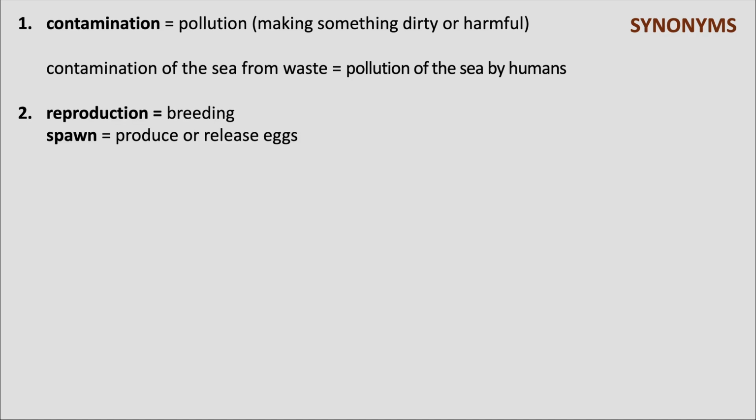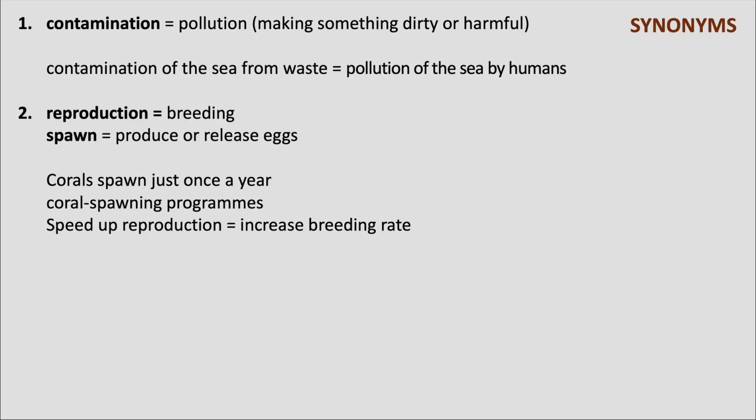Next, we have reproduction. Another word for it is breeding. Spawn means to produce or release eggs, and it is also used as a synonym of reproduction. So, if we read corals spawn just once a year, that means they lay eggs once a year, or we can say they reproduce once a year.